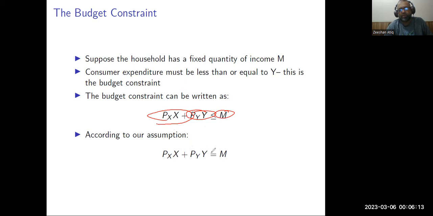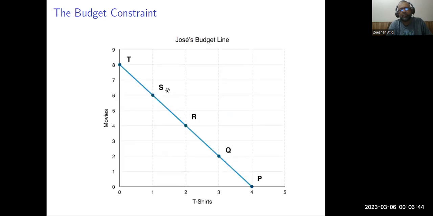Now, according to the basic assumption, if we assume that a person spends exactly what he earns, we can write this: this is the amount of expenditures on X, and this is the amount of expenditure on Y. And the sum of these two expenditures should be equal to M. So this M represents the total amount of income that you have. And out of that total income, you are spending some amount on X and some amount on Y. This is the basic understanding of expenditures.